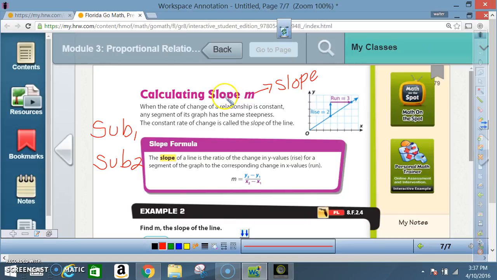Don't forget that the variable to use for slope is m. So when you see m, you know it means slope. When you hear me say y sub 2 or y sub 1, I'm pronouncing the word sub, S-U-B, sub 1, sub 2.